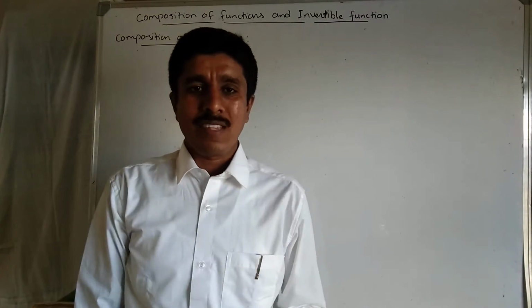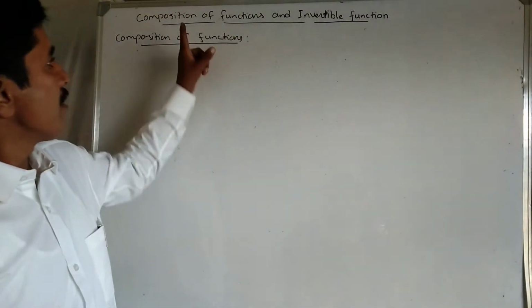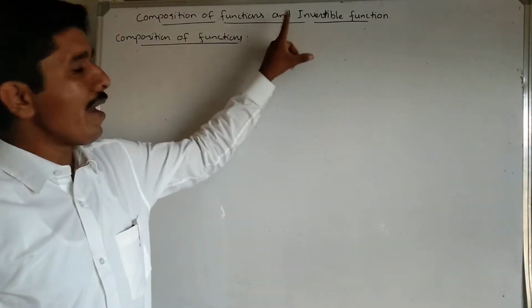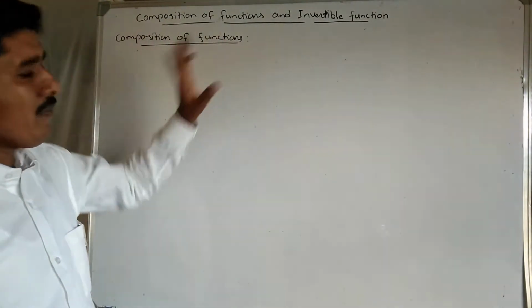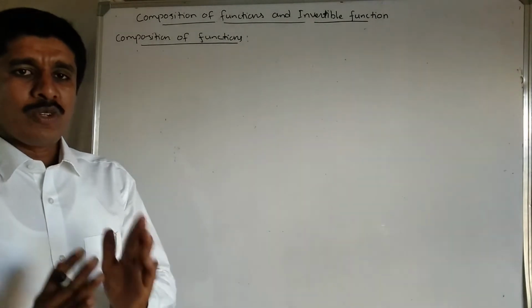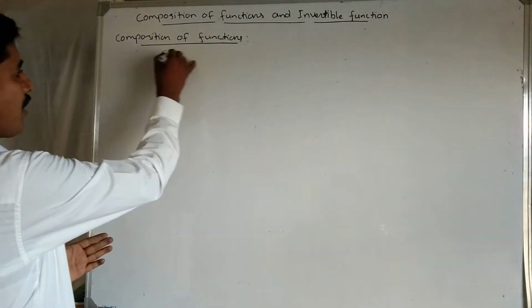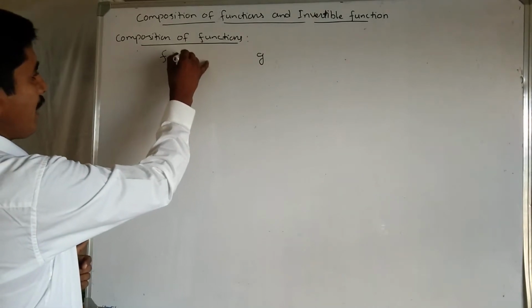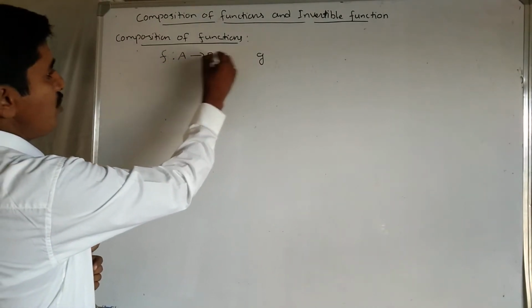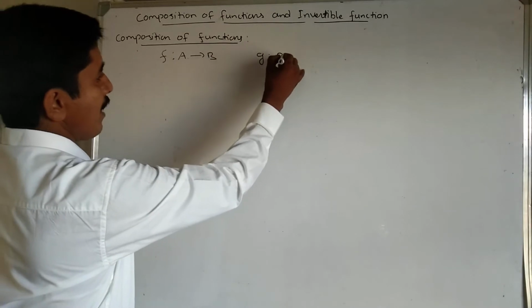Now we are going to discuss two types of functions: composition of functions and invertible functions. First one, composition of functions. Let us have two functions f and g. f is defined from set A to set B, and g is a function defined from set B to set C.